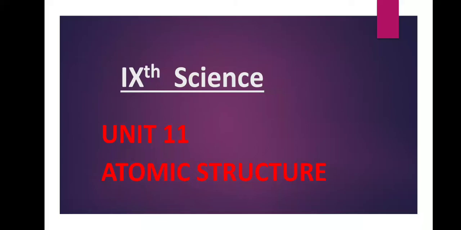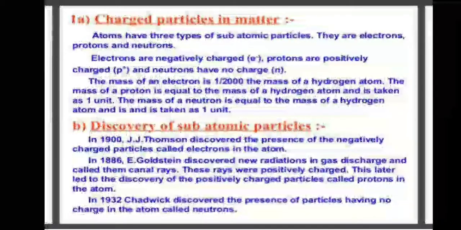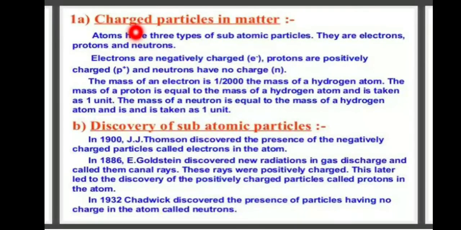Now we are going to talk about Unit 11, Atomic Structure. First one, charged particles in matter. Atoms have three types of subatomic particles. How many types? Three types of subatomic particles. There are electrons, protons, and neutrons.